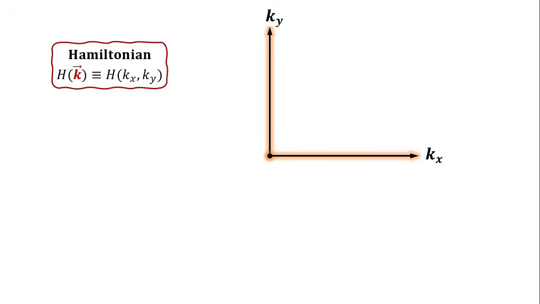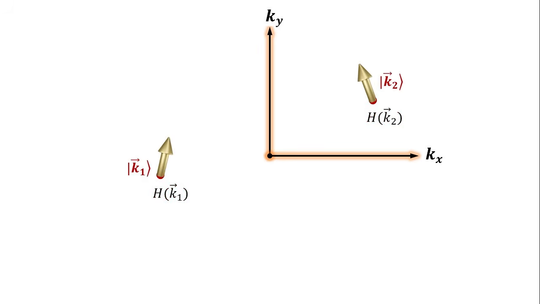Consider our Hamiltonian H defined in a configuration space labeled by the parameter k. In solid-state physics, k often represents the momentum of electrons in a crystal. Now let's consider two distinct points in this momentum space, k1 and k2. These points correspond to two different Hamiltonians, H(k1) and H(k2), from which we can extract the respective eigenstates |k1⟩ and |k2⟩.